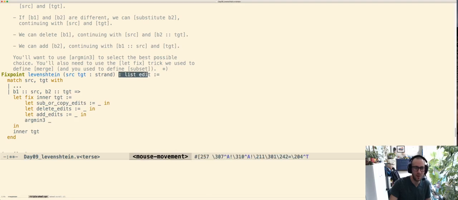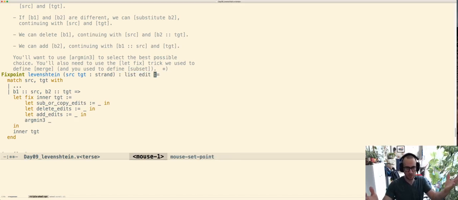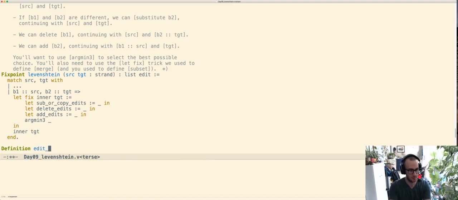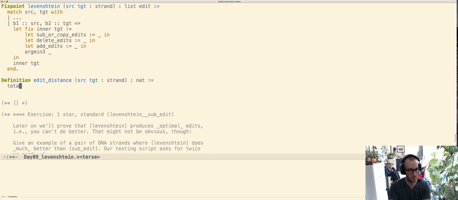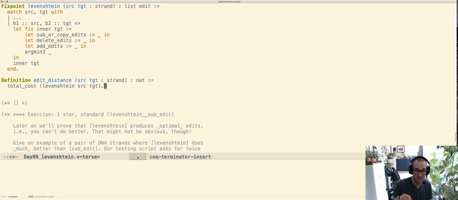What does it matter? What we actually care about at the end of the day is the cost of those edits, right? If Levenshtein returns a minimal list of edits and we get the cost, that cost will be a number. And that number is the edit distance between the source and the target. So it'll look something like this. Now this function, this edit distance, is a measure of how far apart two strings are.